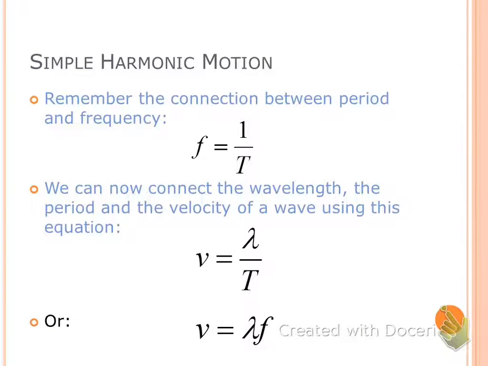Okay? Connection between period and frequency. Hopefully we know this equation already. I would go ahead and put it on your equation sheet. You're going to need to use it. But you might already know it already. Okay? Now we're going to be able to connect the velocity of a wave, the wavelength, right, the distance it travels through one oscillation, over the time it takes to travel that distance. Okay, so this is velocity: wavelength over period.